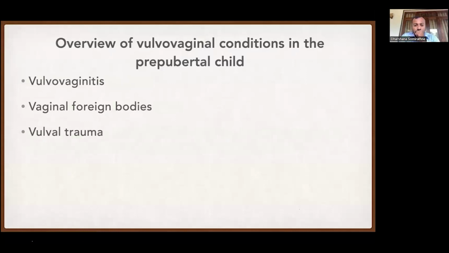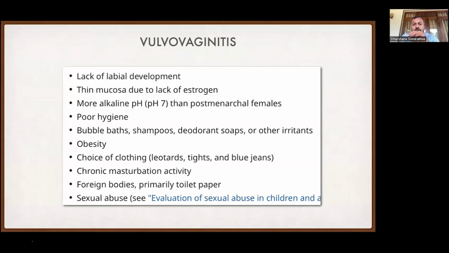And again, prepubertal girls probably come with vulvar discharge, mainly vulvovaginitis, and maybe a vaginal foreign body, and very rarely vulval trauma. Vulvovaginitis is the main reason. In prepubertal girls, there is a lack of labial development, thin mucosa, the pH within the vagina is a bit alkaline, and poor hygiene, obesity, and the choice of cloth are the main things that make them develop this vulvovaginitis.